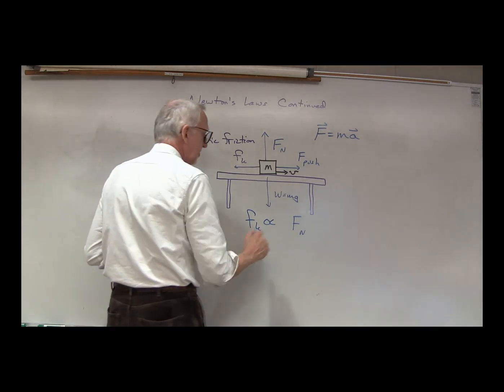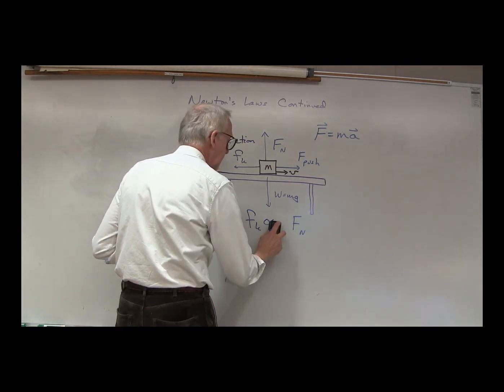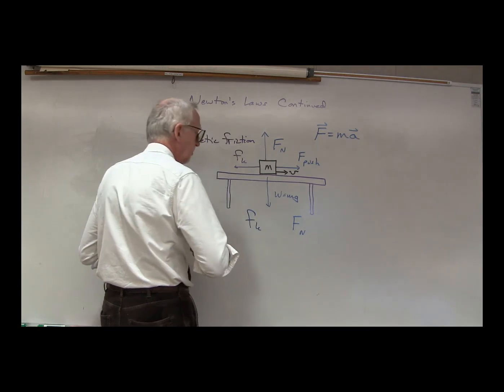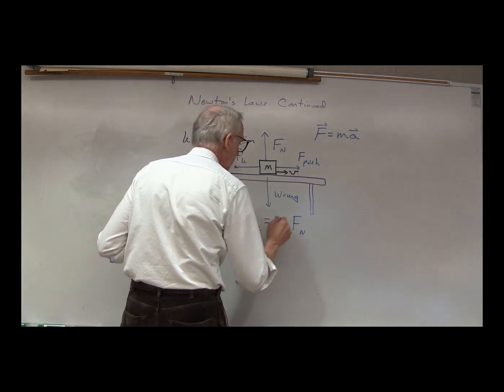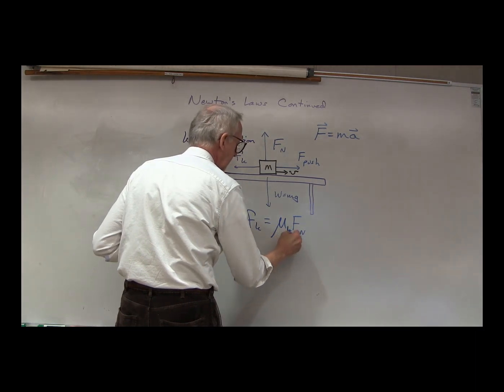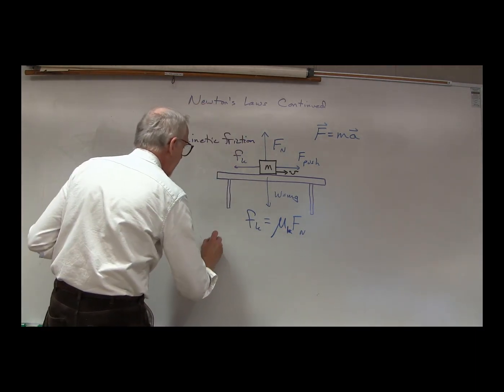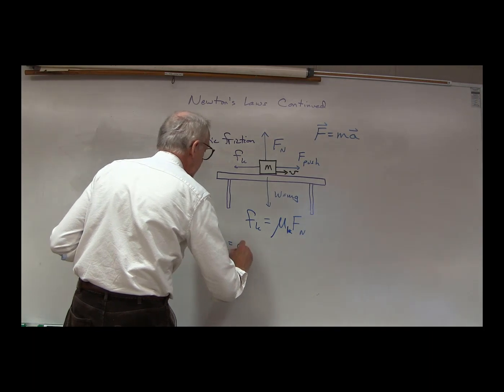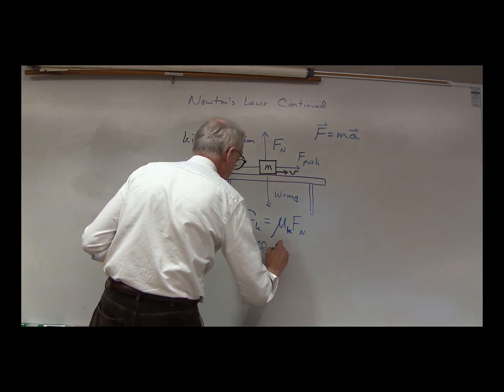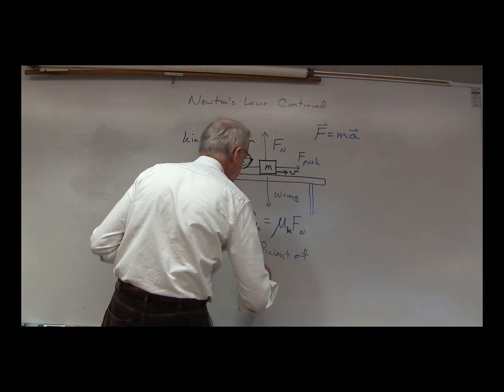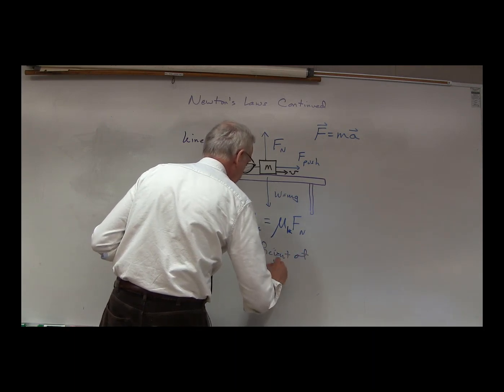And then we can make this an equality, again, by putting in a constant of proportionality. And that constant is mu sub k. That's a k. Where mu sub k is called the coefficient of kinetic friction.